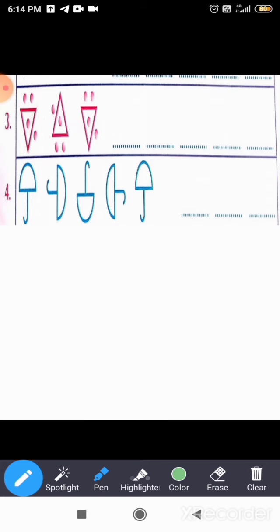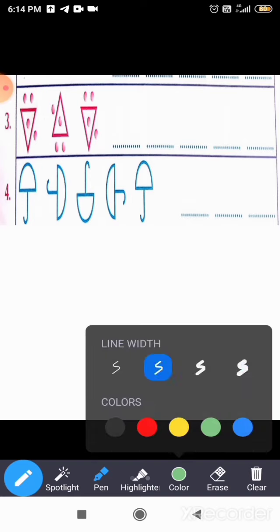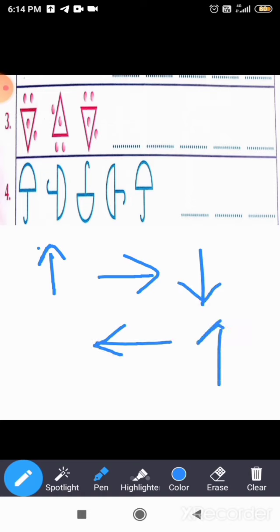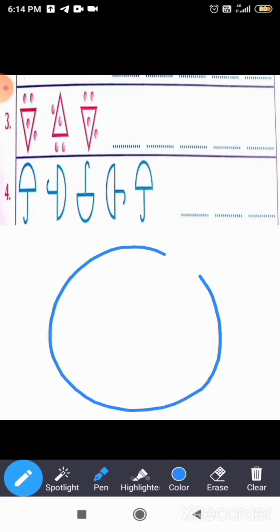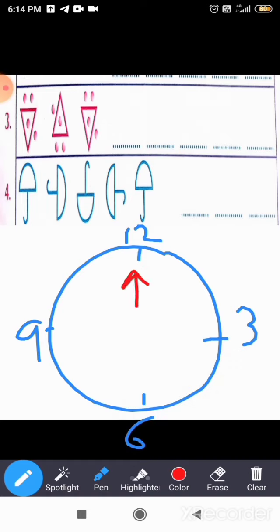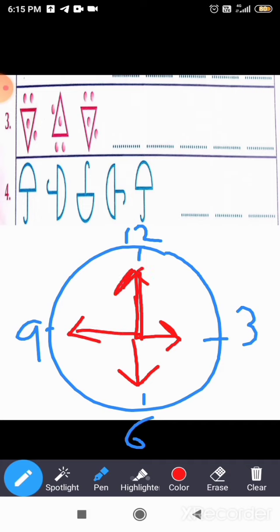Come to fourth picture. In fourth picture, one umbrella is there which is again moving in a clockwise direction. See here, initially it was in this direction, then to this, after that down, again to this, and then again up. So I'll show you with the help of a clock. Okay, 12, 6, 3, and 9. So initially the umbrella was facing 12, then it came to 3, after that it came to 6, then it is facing 9, and again it has gone to 12.